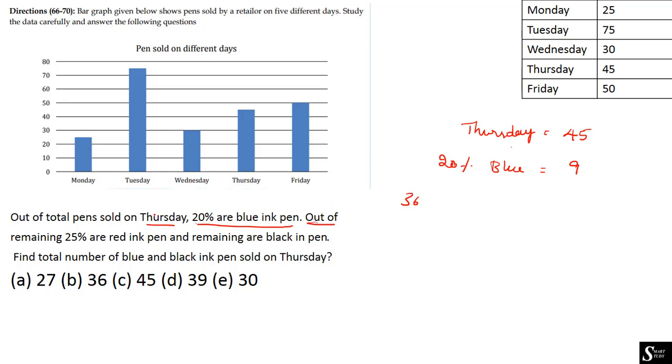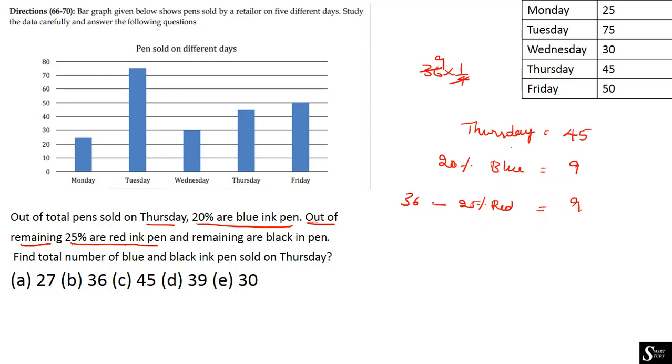The next one is out of remaining. So see here friends, out of remaining means what? 45 minus 9 would be 36. Of this remaining, 25% are red ink pen. So out of these 36 pens, 25% are red ink. So 36 into 1 by 4 is equal to 4 1 time, 4 9 times. So therefore 9 pens would be red pens.